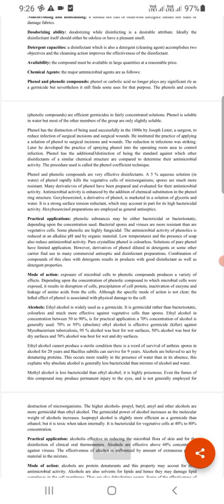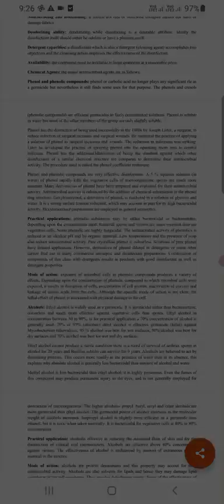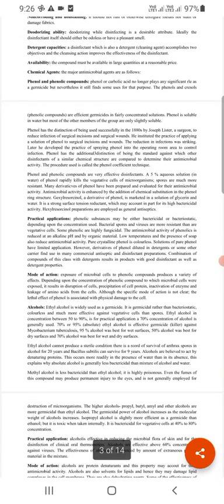The mode of action of phenol: exposure of a microbial cell to a phenolic compound produces a variety of effects depending upon the concentration of the phenolic compound to which the microbial cells are exposed. It results in the disruption of the cell, precipitation of cell protein, inactivation of enzymes, and leakage of amino acids from the cell. Although the specific mode of action is not clear, a lethal effect of phenol is associated with physical damage to the cell.